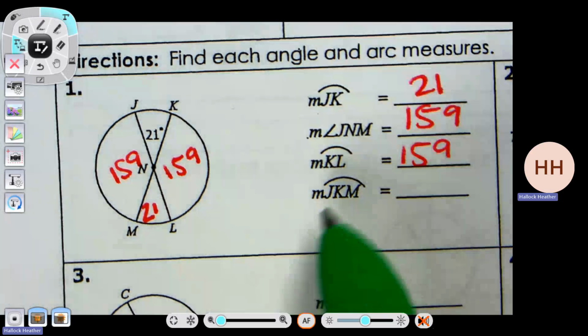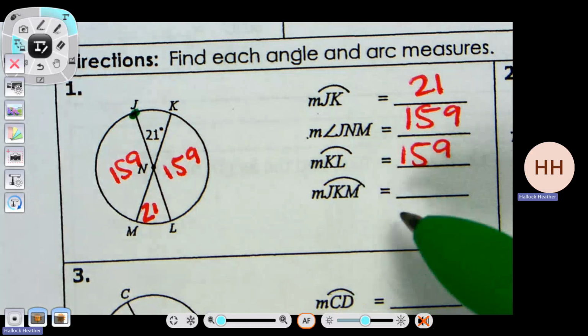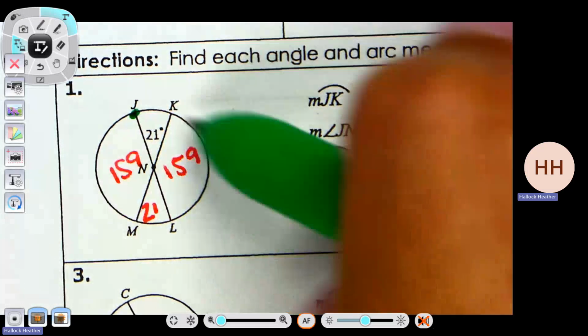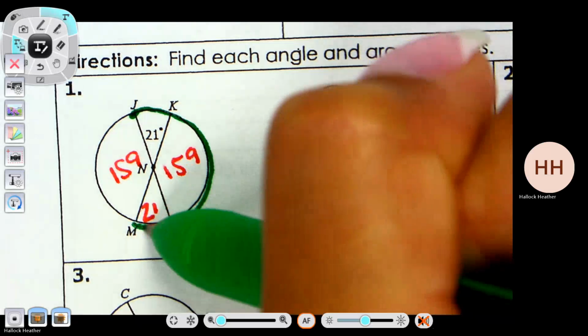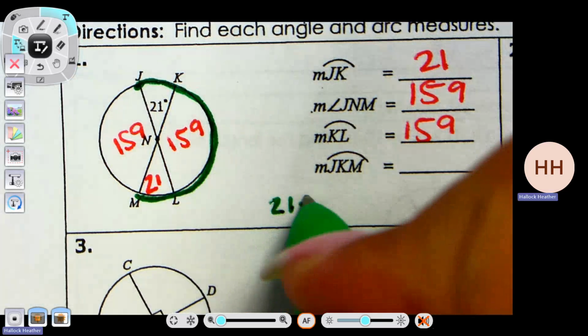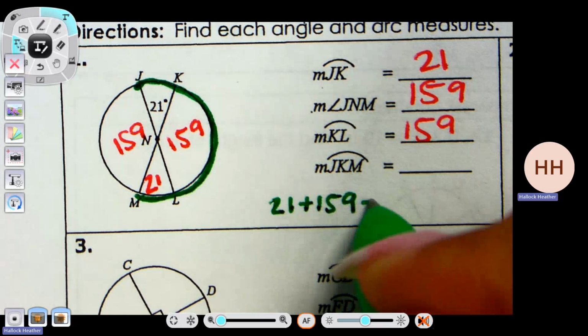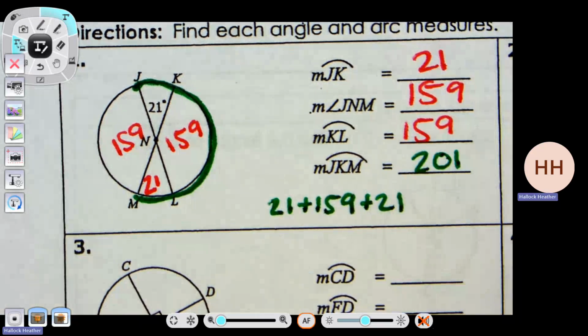So these are the tricky ones. You're starting at J, you have to go to K and then end at M. So I can't go this way because then I'd have to go backwards. So I'm going this way. So it's everything but 159. So it's 21 plus 159 plus 21, which is what? 201. Yeah, I got it. Not too bad.